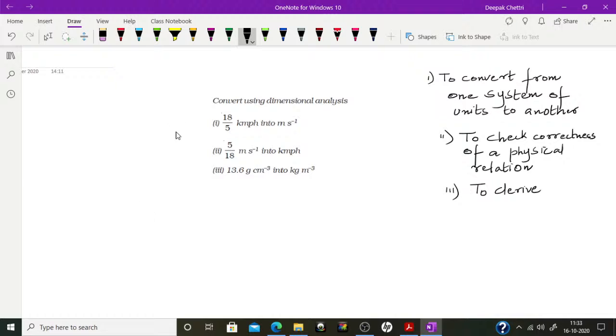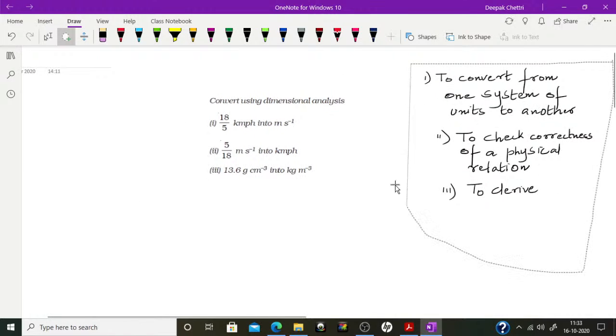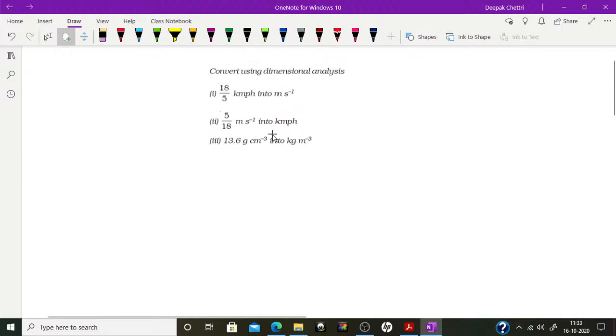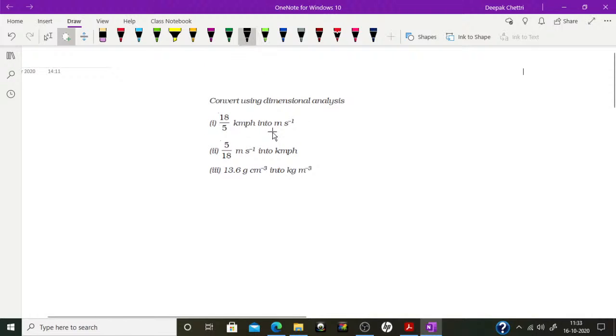Okay, so the first question is, let me just erase this. So first one is convert using dimensional analysis. So we'll use the dimensional analysis to convert from one system of units to another. You can see here the unit given is kilometer per hour. We have to convert it to meter per second. Now from the unit itself you can make out what this is. This is speed, right? This number must be speed. How did I know? From the units, meter per second, kilometer per hour, it's speed, right?